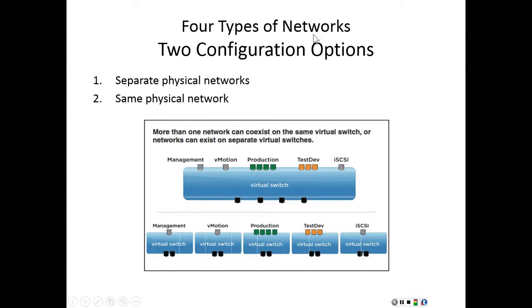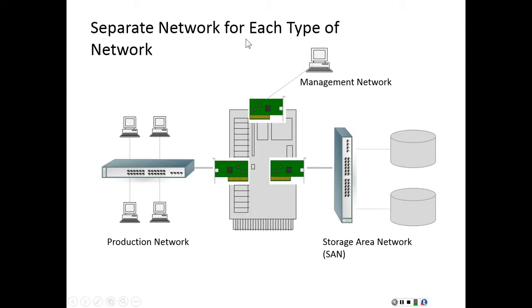4 different types of networks, and there are essentially 2 different configuration options. You could have a separate physical network for each type of network traffic, or you could have all of the different types of network traffic on one physical network. Now, ideally, you have a separate network for each type of traffic. The production network is a separate network, the storage area network is a separate network, as is the management network and the vMotion network. But that can be kind of expensive.